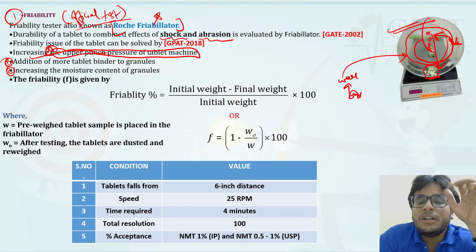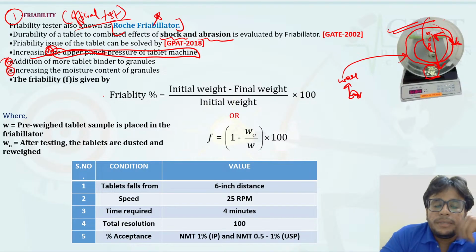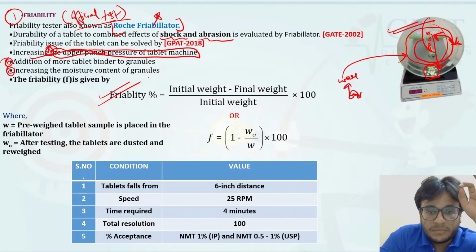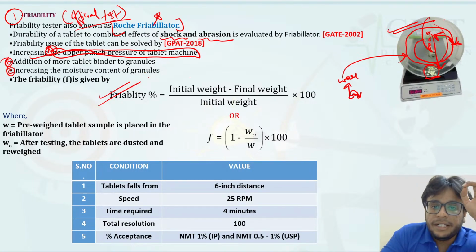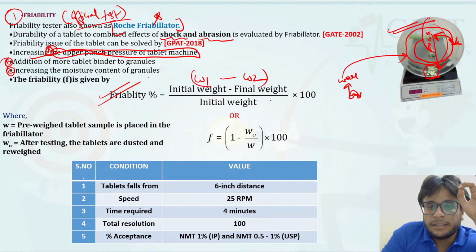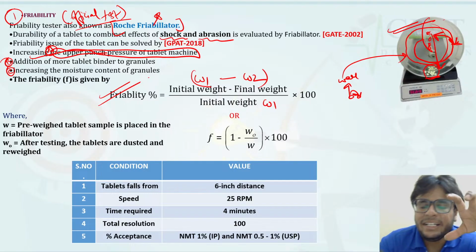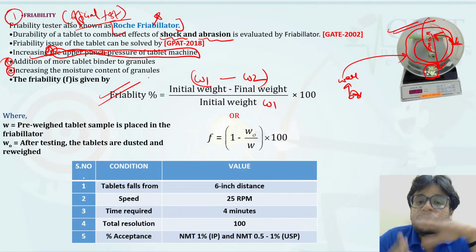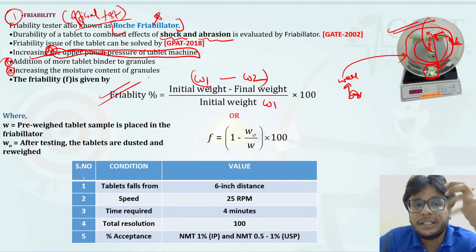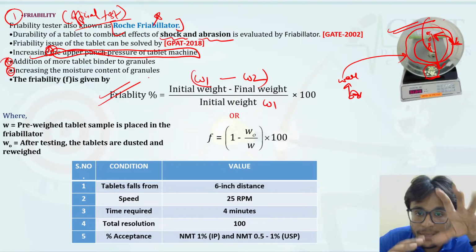The friability of the given tablet is calculated by a formula indicated by the initial weight of the tablet, denoted by W1, minus the final weight of the tablet, divided by the initial weight of the tablet. So it is calculating the loss in the mass of a tablet when it is subjected to the Roche friabilator, which is indicative of its percentage friability.